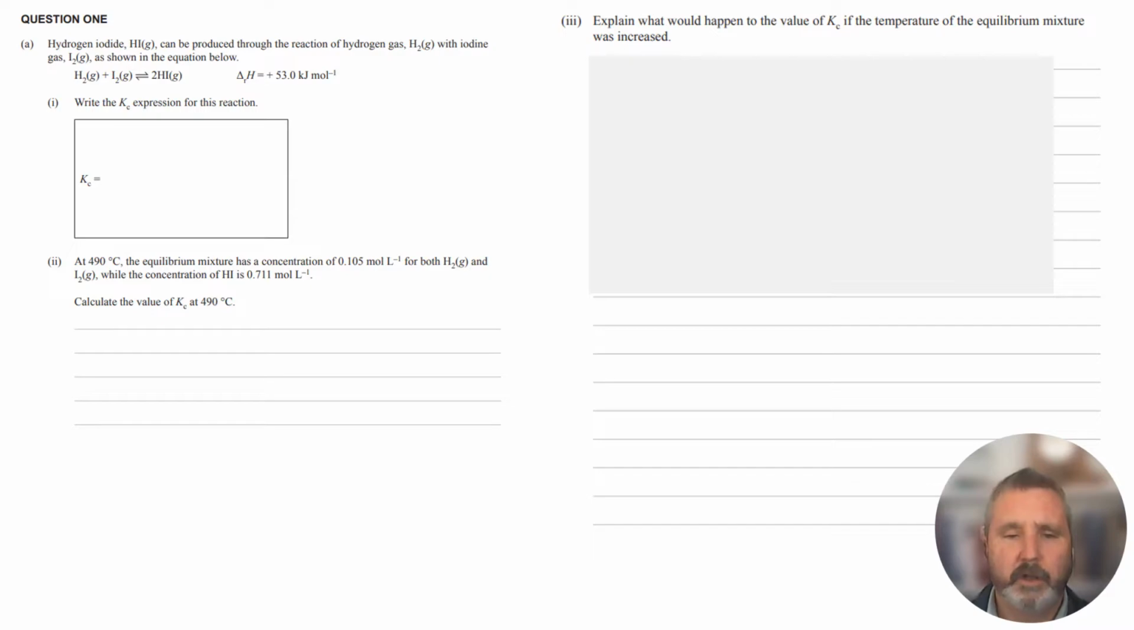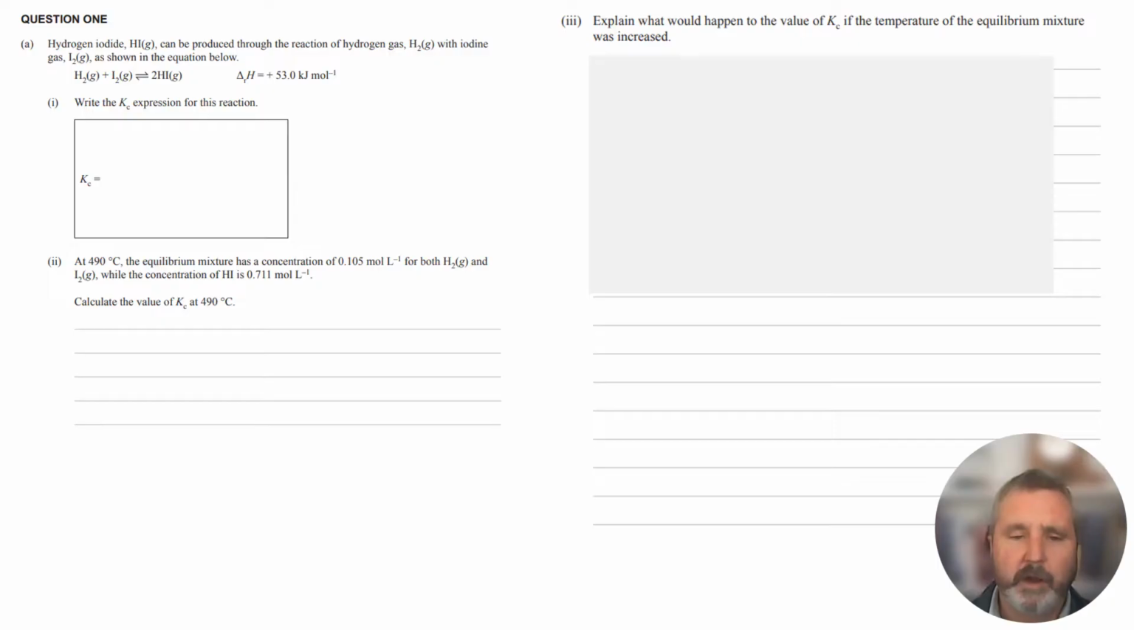So the first question here, if we have a look at it, we're asked about hydrogen iodide, and it says it can be produced through a reaction of hydrogen gas and iodine, and they've given us an equation, and next to the equation they give us an enthalpy change for the reaction, which is positive 53 kilojoules per mole. They want us to write the Kc expression.